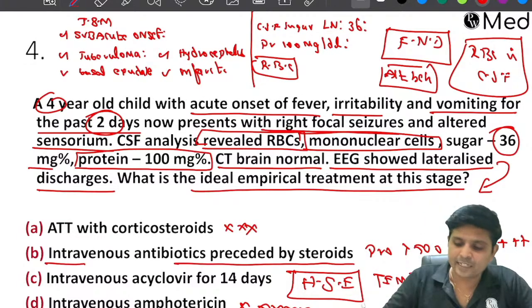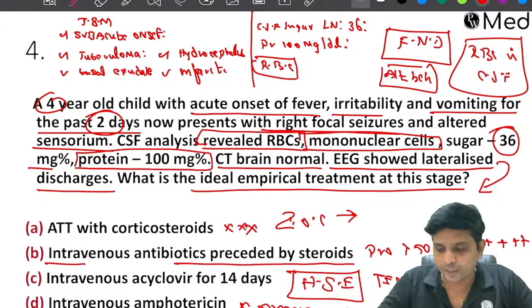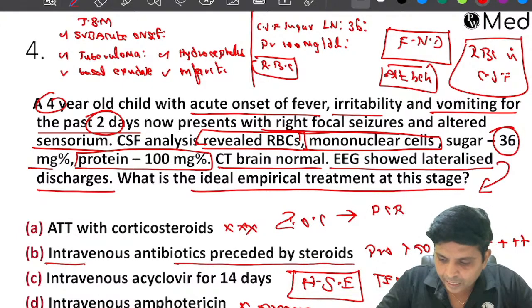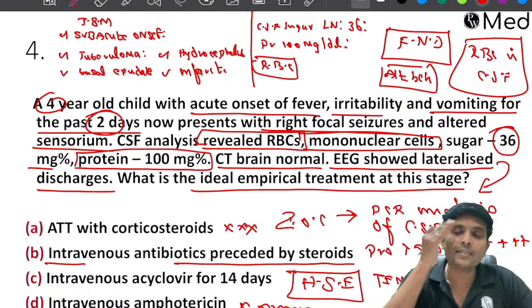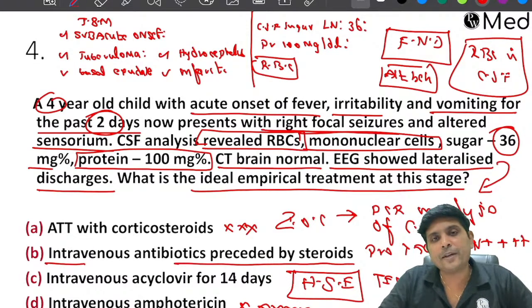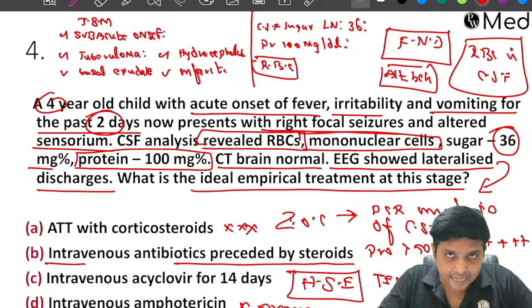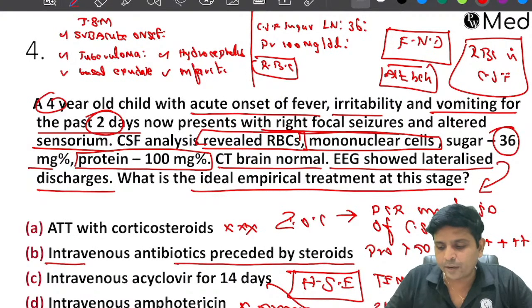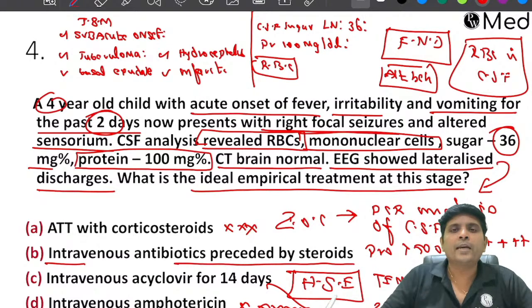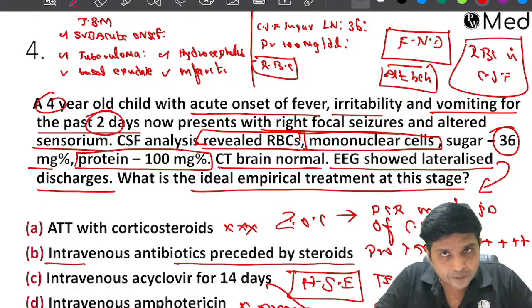What is the investigation of choice? The investigation of choice is PCR analysis of CSF. Drug of choice is acyclovir, 20 mg per kg per dose thrice daily for not 14 days. It is usually 21 days. This is all about herpes simplex encephalitis.